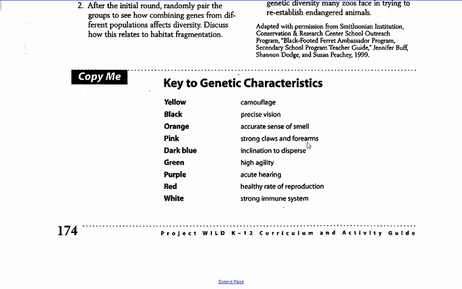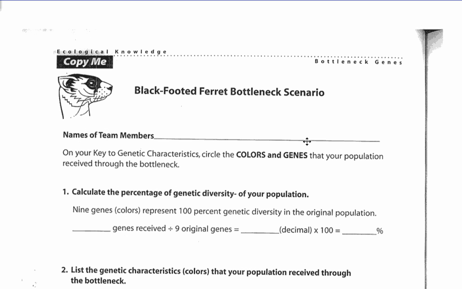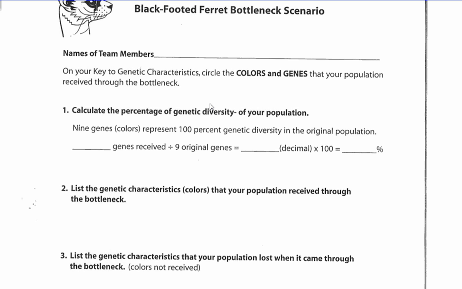Remember we talked about bottlenecking in the evolution unit? Well, something happens and your population has this bottleneck. If you only get 10 or 15 beads, you're likely not to get all 9 of these different genetic characteristics. So you're going to take your new population, which is not as complete as it once was, and you're going to answer these questions.